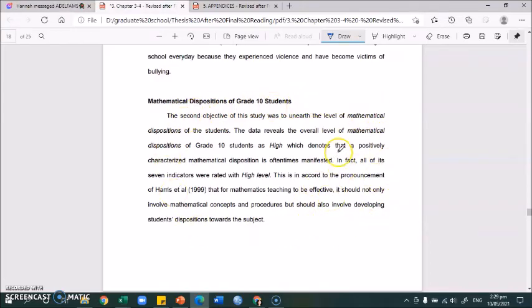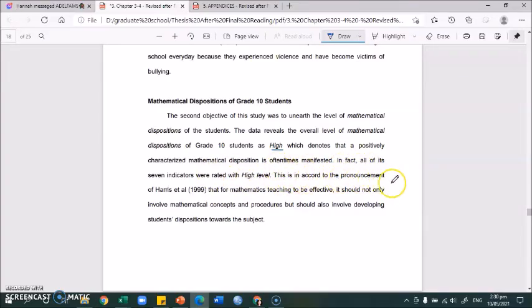Okay? So, first, yung result ng overall. Okay, overall ng variable, overall mean, overall interpretation ng mean. Okay, the second objective of the study was to unearth the level of mathematical dispositions of the students. The data reveals the overall level of mathematical dispositions of grade 10 students as high, which denotes that a positively characterized mathematical disposition is oftentimes manifested. In fact, all of its 7 indicators were rated high level. Okay. Kung hindi naman lahat high, so you don't have to mention this one.